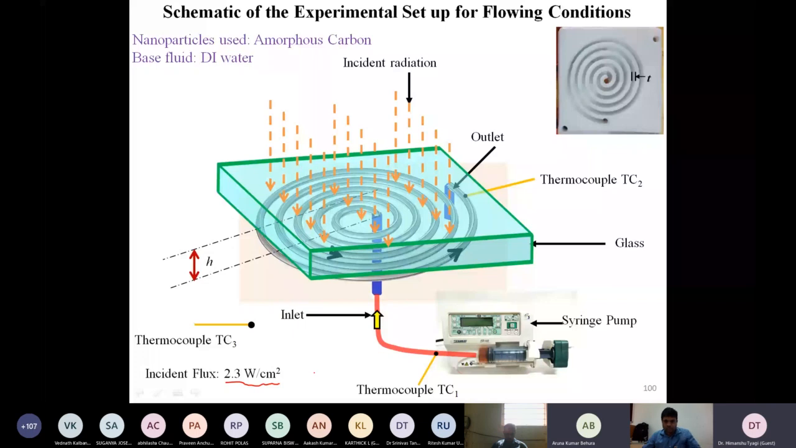Yeah, sir, you were saying something. Have you tried any experimental setup with air in indoor condition? Not with air. The reason is, in our case, we are trying to directly absorb the light, and it's very difficult to have suspension of particles in air.